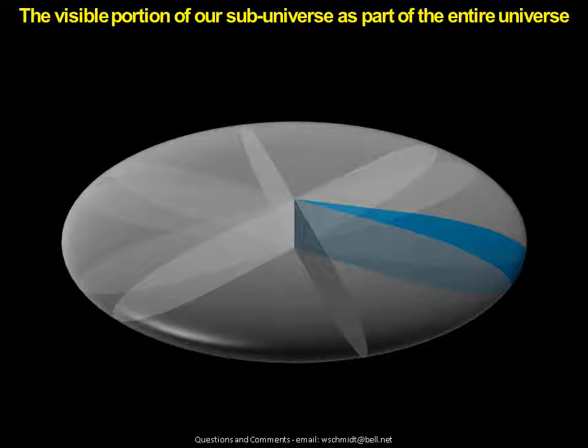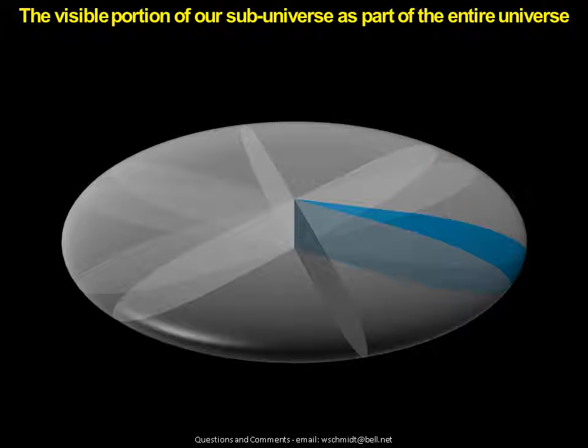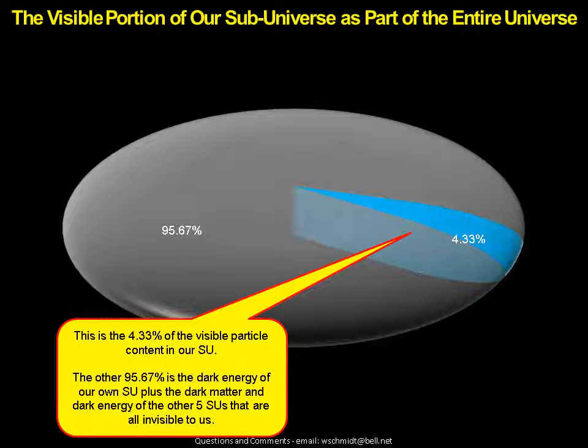The visible portion of our sub-universe, as part of the entire universe. Our visible sub-universe is here shown as a blue pie section. This is the 4.33% of the visible particle content in our sub-universe. The other 95.67% is the dark energy of our own sub-universe plus the dark matter and dark energy of the other 5 sub-universes, that are all invisible to us.